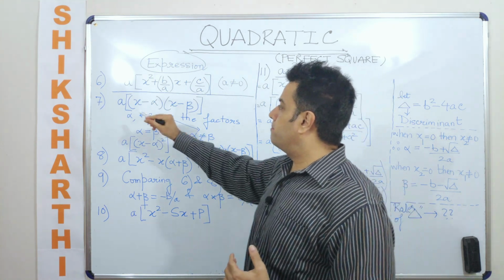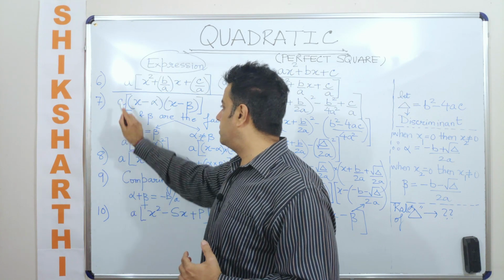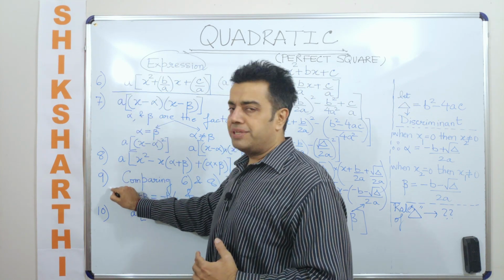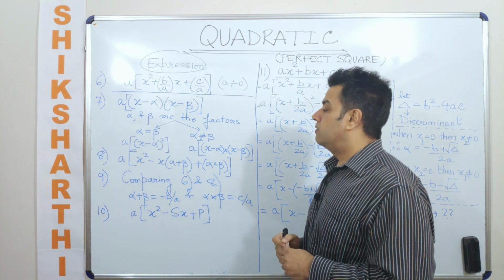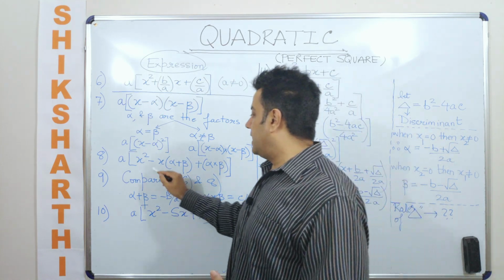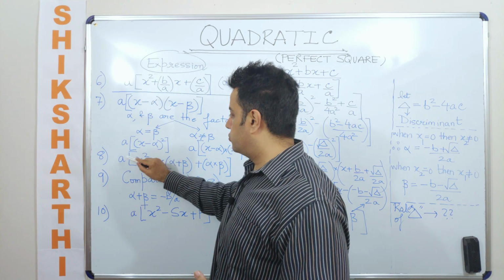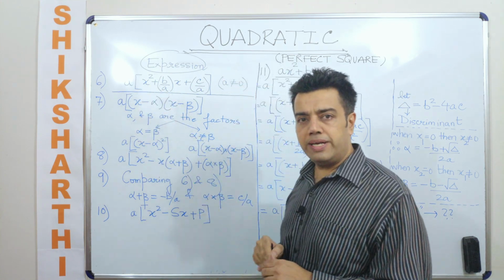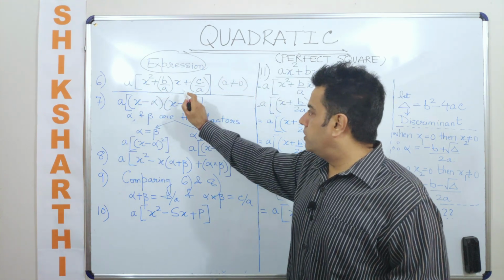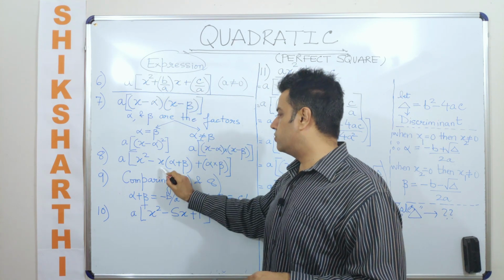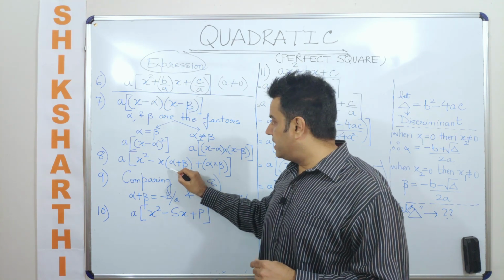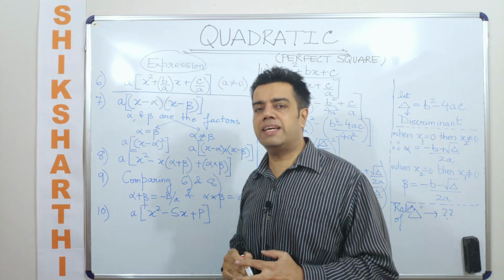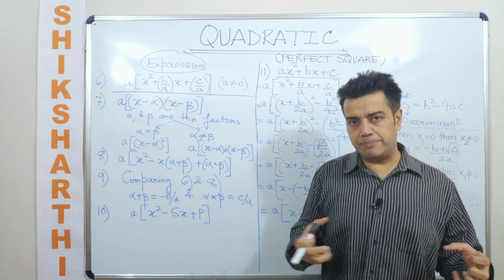Now if I want to compare point number 6 and point number 8, I get point number 9. So when I am comparing these 2 points, what will I get? I have to just compare their coefficients. So ax square is equal to ax square, right? The coefficient of x here is b by a, and the coefficient of x here is minus times of alpha plus beta. When I compare these, that means I'm equating them.